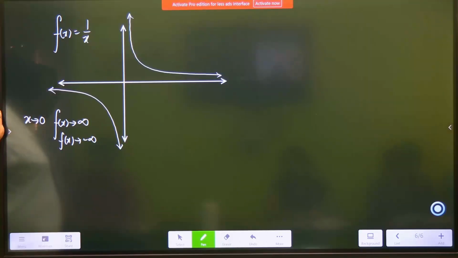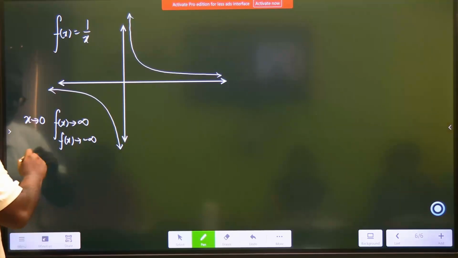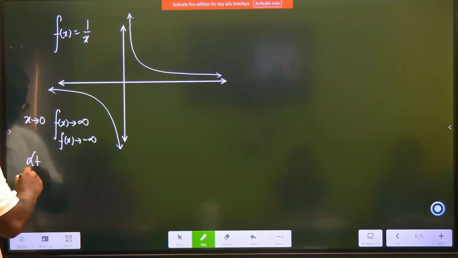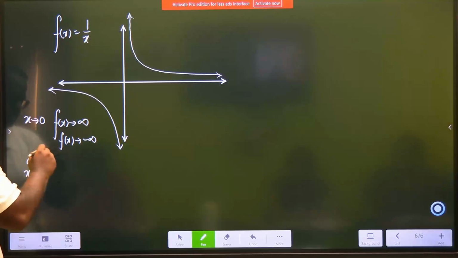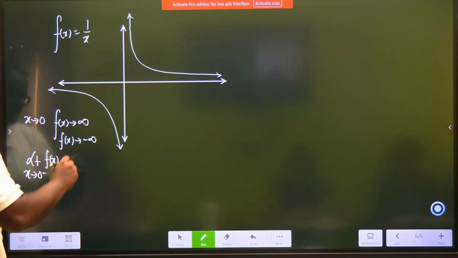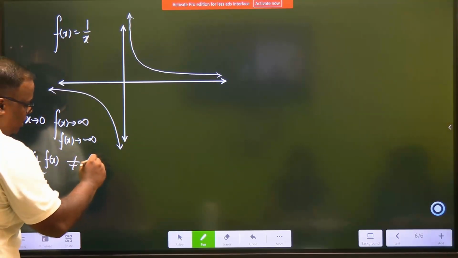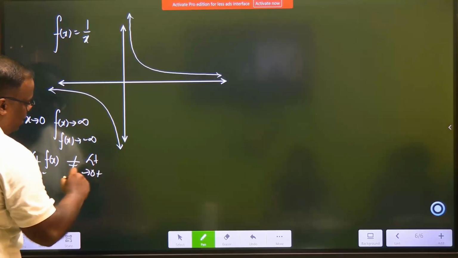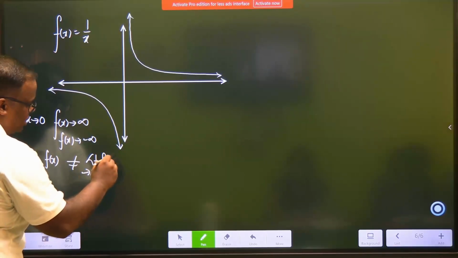So is the left hand limit equal to the right hand limit? No. Does the function then have a limiting value at 0? No, the function does not have a limiting value. Are you understanding? I am saying that limit x tends to 0 minus f of x is not equal to limit x tends to 0 plus f of x.